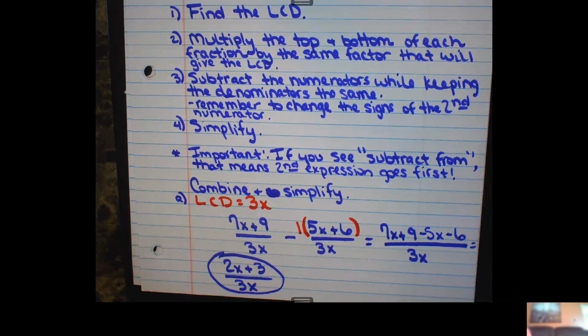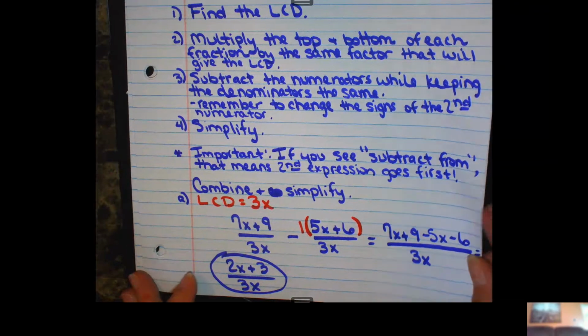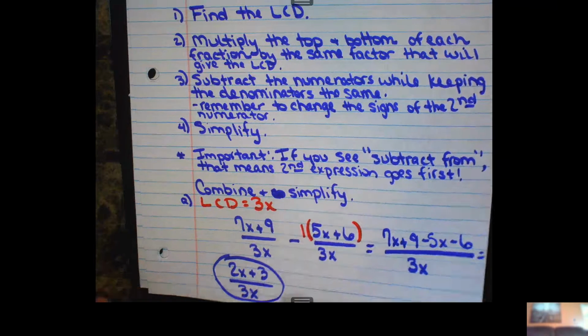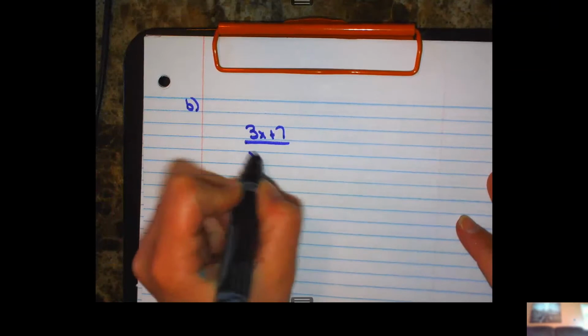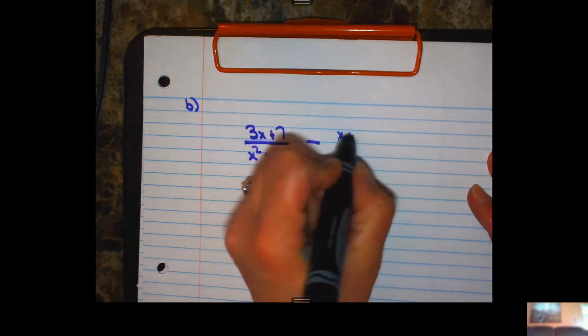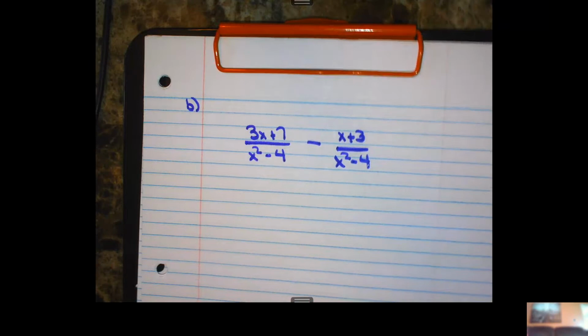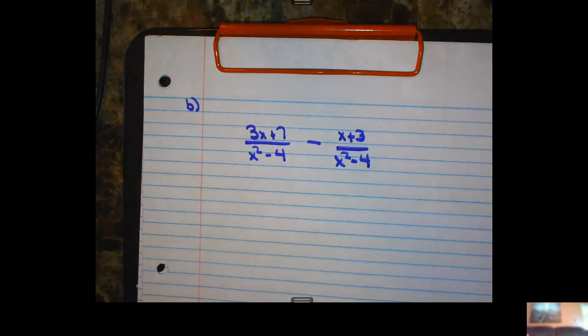So we're going to do 3 more examples of subtracting. I'm going to switch papers and go to another page and do example B. So we'll go a little bit slower here. For example B, leave some space above it, please. Can you write 3x plus 7 over x squared minus 4? We're going to subtract another fraction next to it on the top, x plus 3. On the bottom, x squared minus 4. Starting off fairly simple, just so you get the idea of subtraction.